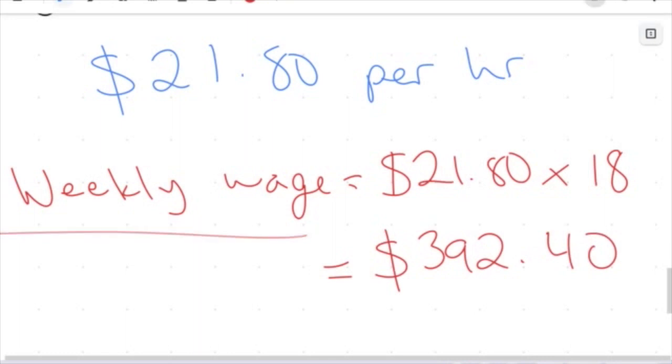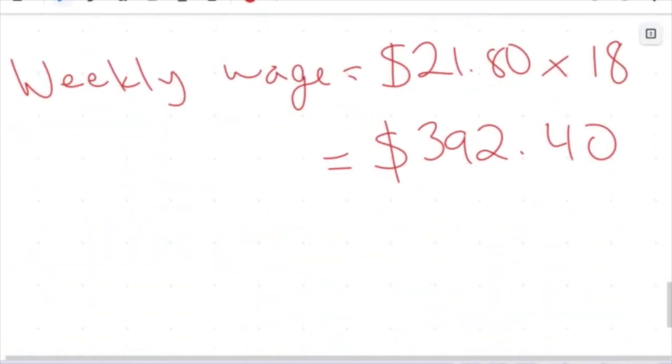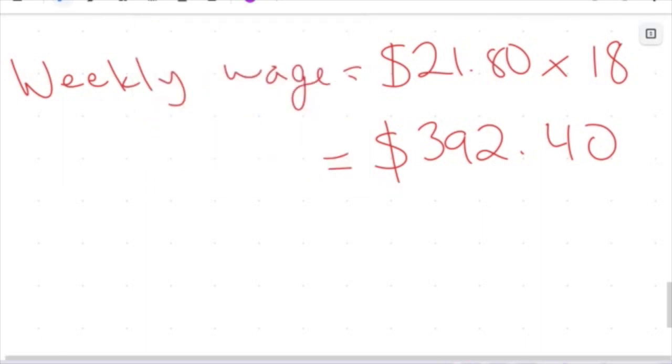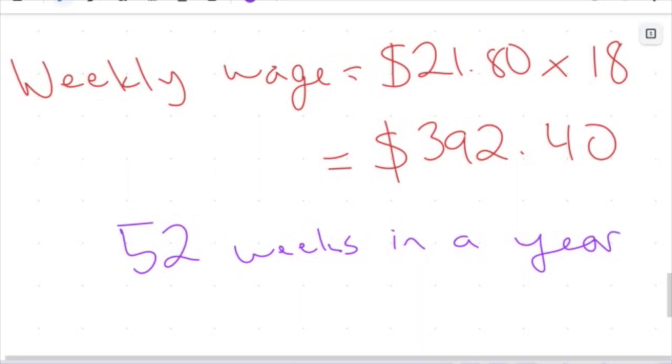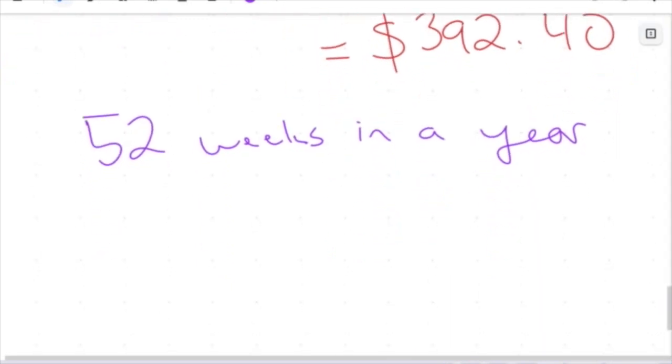We found the weekly wage. We're trying to find out how much money we're making per year. So we want to first consider how many weeks there are in a year. Well, there are 52. So let me write that here. There are 52 weeks in a year. And we want to find out, if I make this much a week, how much will I make if I did this 52 times in a year?